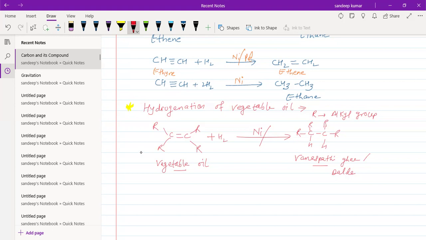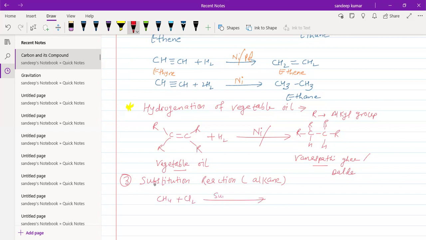The next reaction is what? A substitution reaction. Third reaction is a substitution reaction. Generally, substitution reaction takes place in alkanes only, alkanes where single bond is there. Let's take one example, CH4, when it reacts with chlorine in the presence of sunlight.